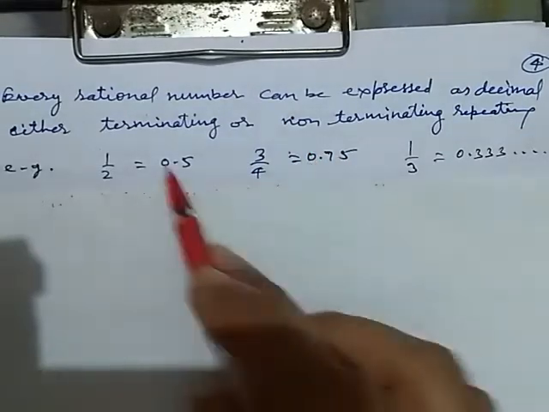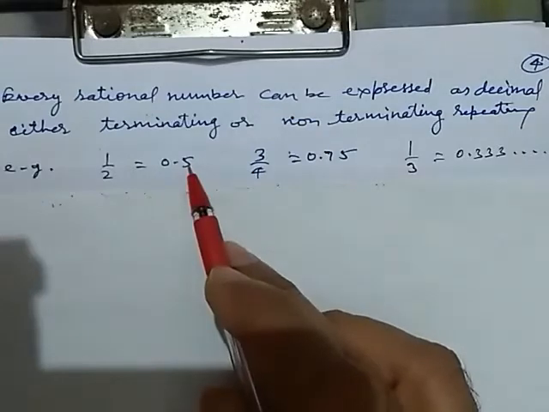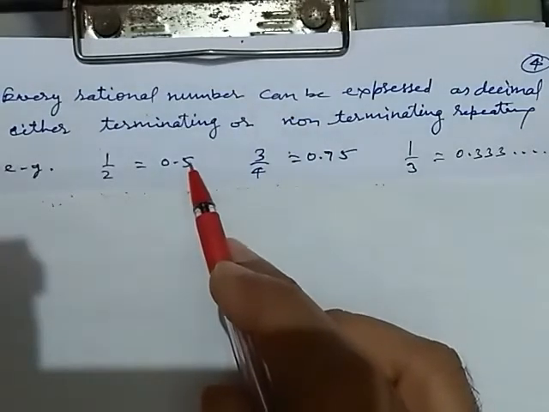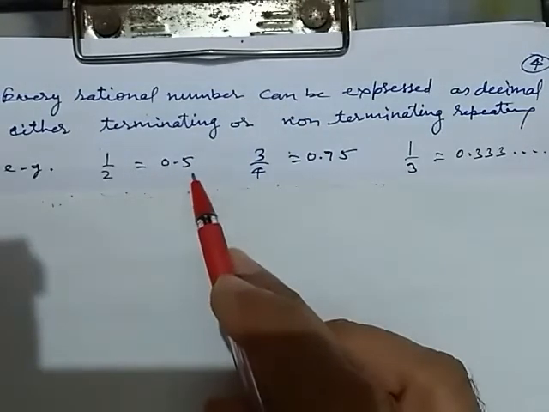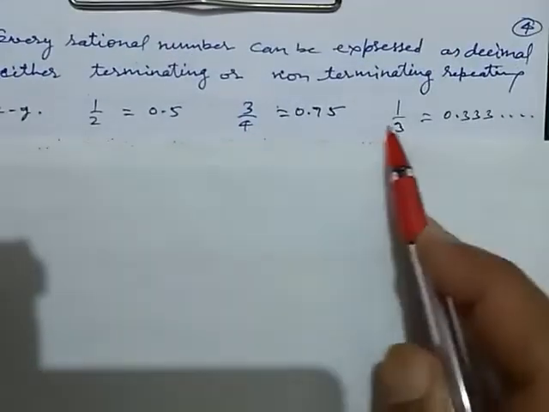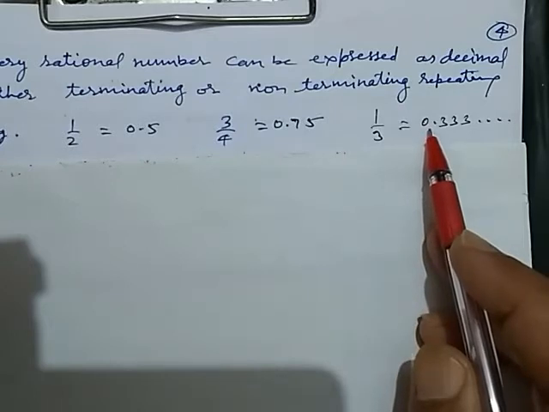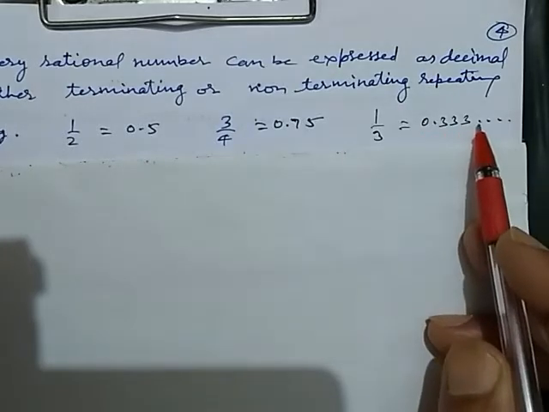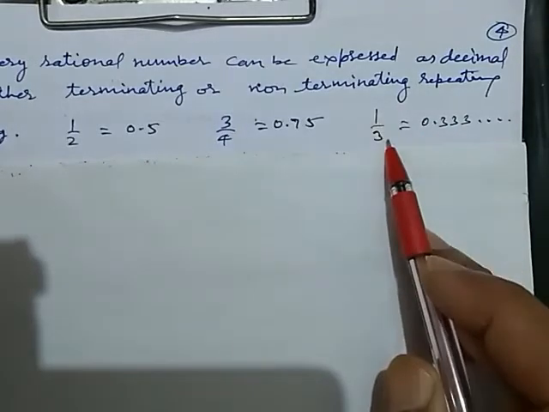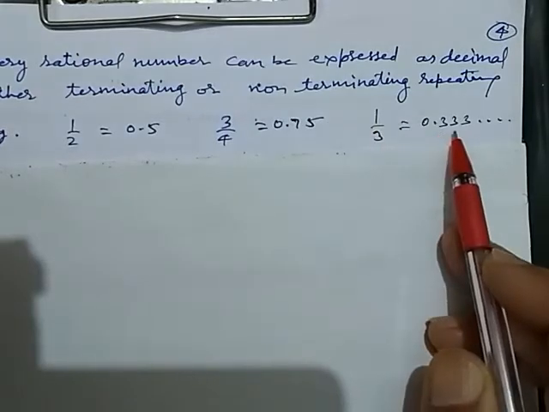So all terminating decimals are considered rational numbers. 1 by 3 is non-terminating, 0.333, but it has the p by q form, so this is also a rational number.